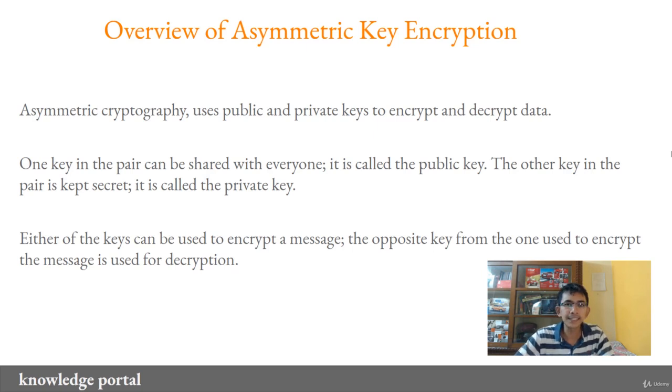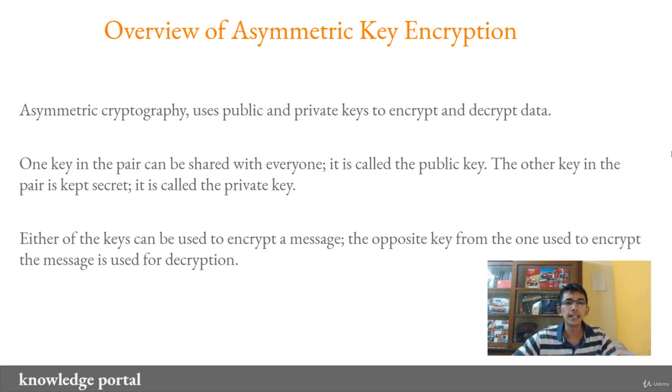What happens in asymmetric key encryption is that there are two keys involved, and these two keys are in some way related to each other. Whatever data you encrypt with one key can only and only be decrypted with the second key. And in a similar way, whatever data you encrypt with the second key can only be decrypted with the first key. So that's the basic concept of asymmetric key.